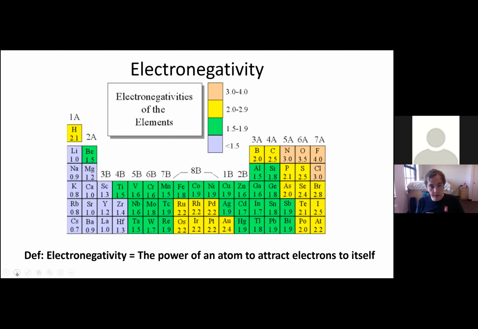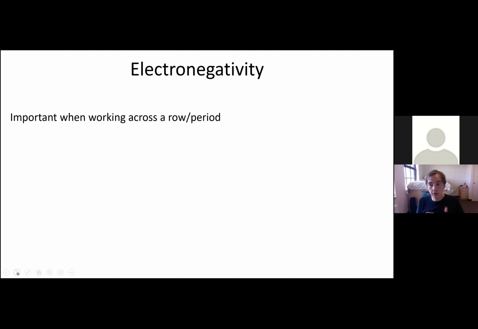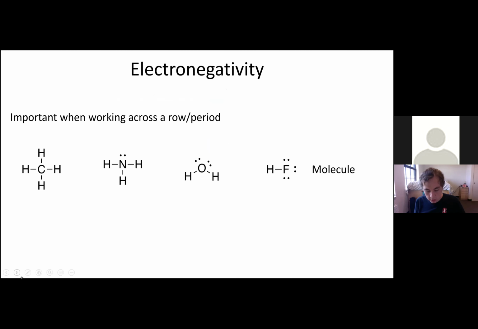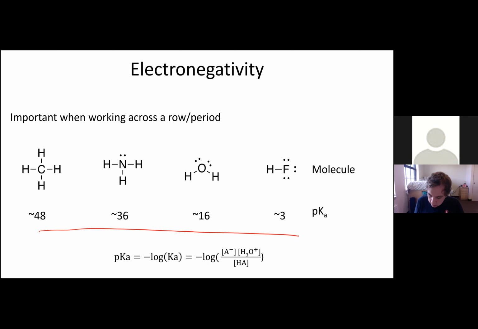When we use electronegativity to talk about the structural features affecting pKa and relative pKas, we think about that when looking across a row or period of the periodic table. I show here four compounds from the same row: methane, ammonia, water, and hydrofluoric acid. And I'll give below their pKas. We can see that as we move from carbon to fluorine, the pKa is going down. So as we move this way, pKa goes down. And I give, once again, that definition of pKa and Ka below.